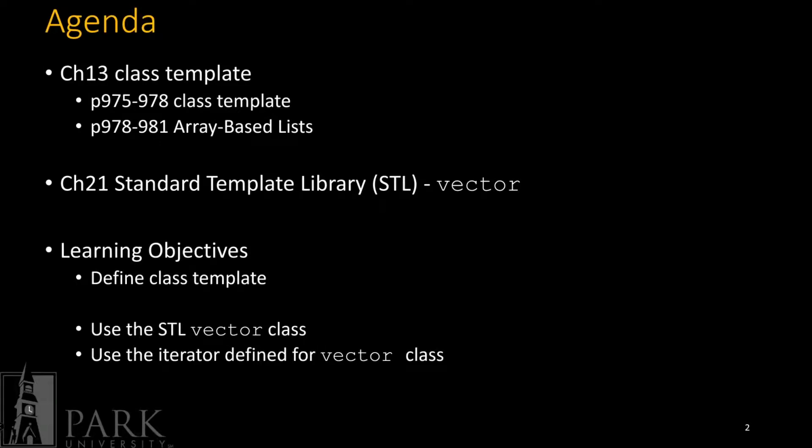Of course, your learning objectives for this lesson will be for you to be able to define your own class template and to use the standard template library vector class, as well as use the iterator defined for the vector class. Now don't worry if you don't know what an iterator is, we're going to get into that later in the chapter.